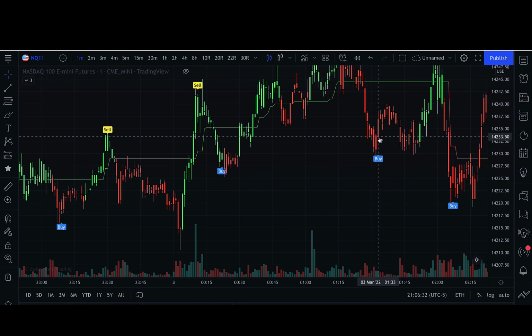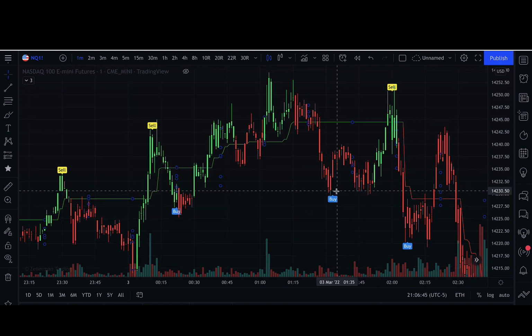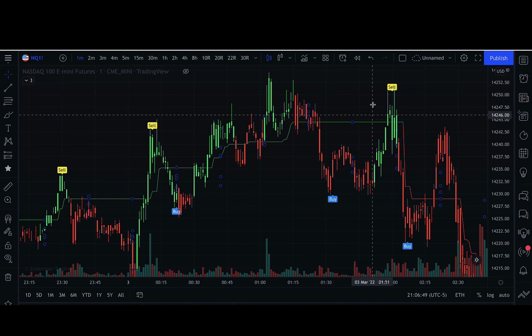This one, it makes a new low. Well, no, this trade would be fine. It goes lower than the candle that we entered, but it doesn't make a new low. So we could still be in this one. And you can see how beautiful of a trade that turns out. 233 all the way up to 250. So that's nice.